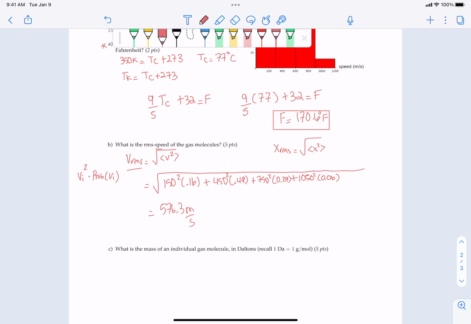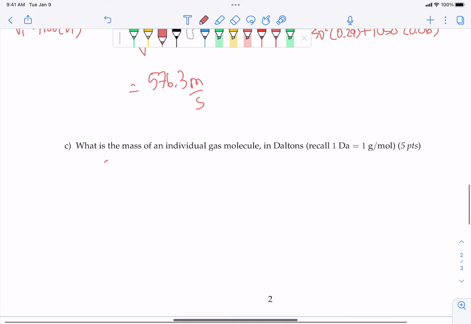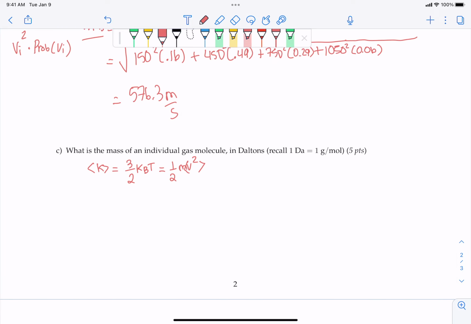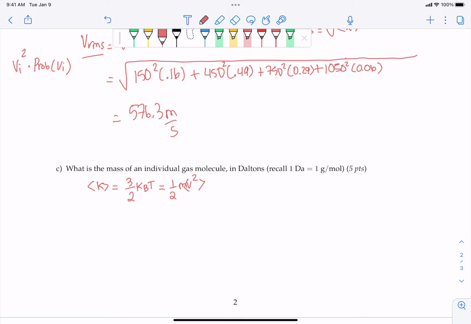Yeah, excellent. The average kinetic energy equations, right? So our average kinetic energy, one of them is 3/2. Yep, excellent. Yeah, 3/2 kBT. And then it's also equal to half mv squared, right? And this half mv squared here actually is the RMS, so it's just your 576.3 squared. So when we're looking for our speed here, the half mv squared, the v should be your RMS speed.